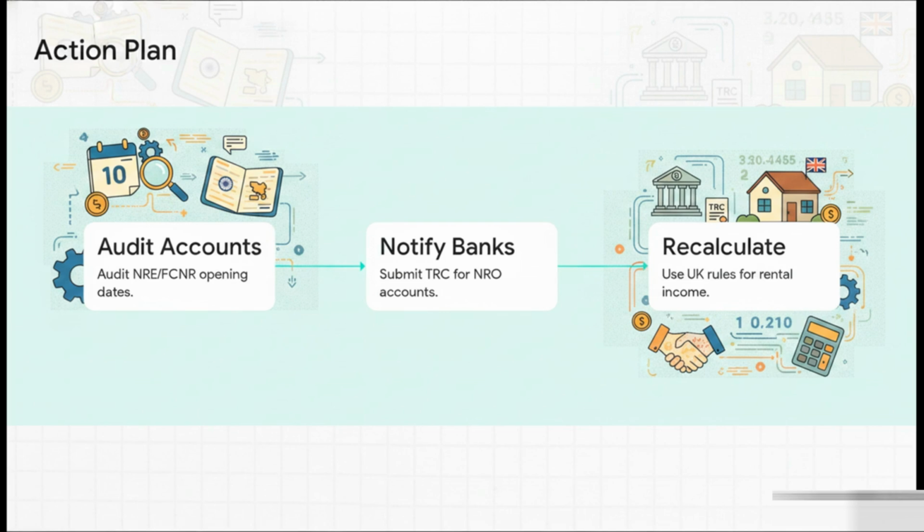1, dig up those exact account opening dates so you know when your 10-year tax-sparing relief is going to expire. 2, tell your Indian banks about your UK residency and submit a tax residency certificate. This drops your NRO withholding tax down to 15%, which perfectly lines up with UK credits. And 3, redo all your rental calculations using strict UK rules.